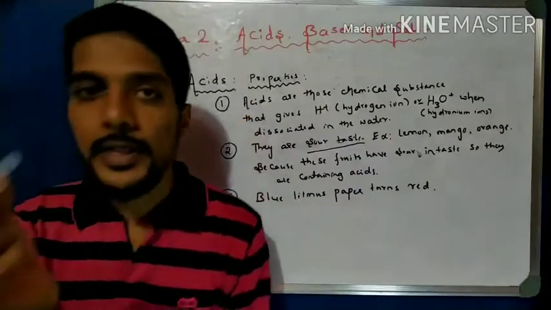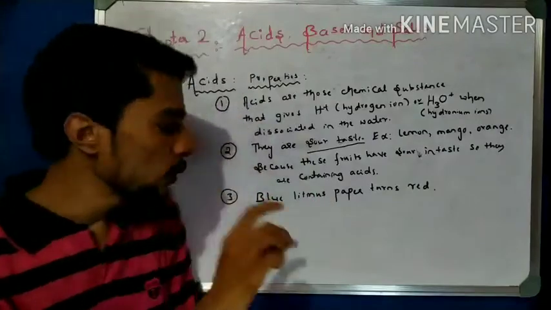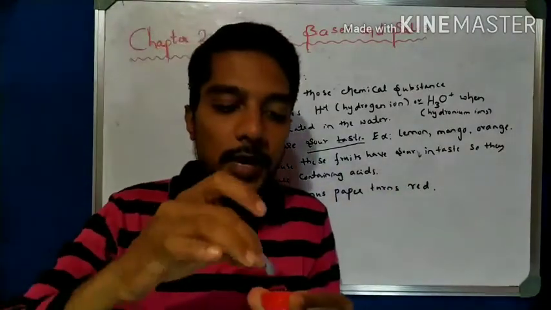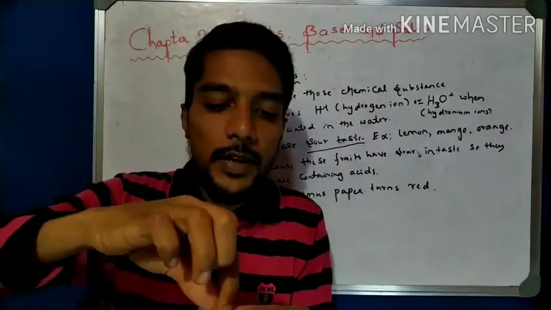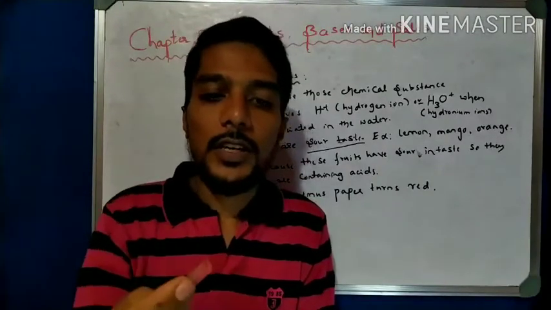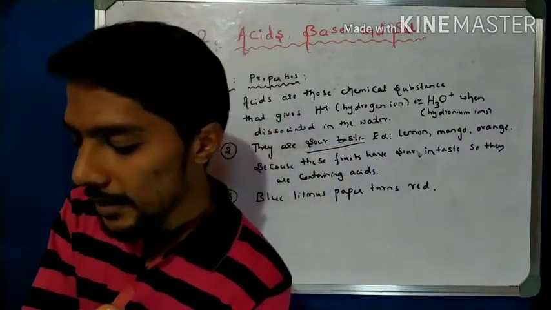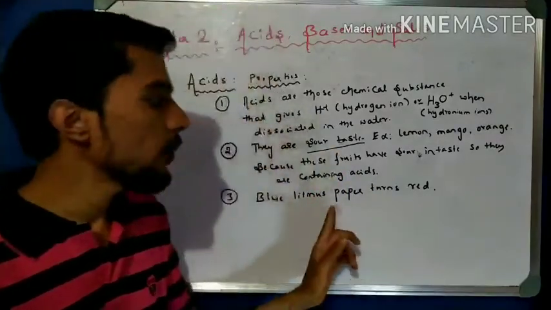So I dip the litmus paper into the substance. If the blue litmus paper turns red, that means it is an acid. That is a property of acids. So I dip it here, and see what happened. The paper turned red. So that indicates that acid turns blue litmus paper to red. That is the property.